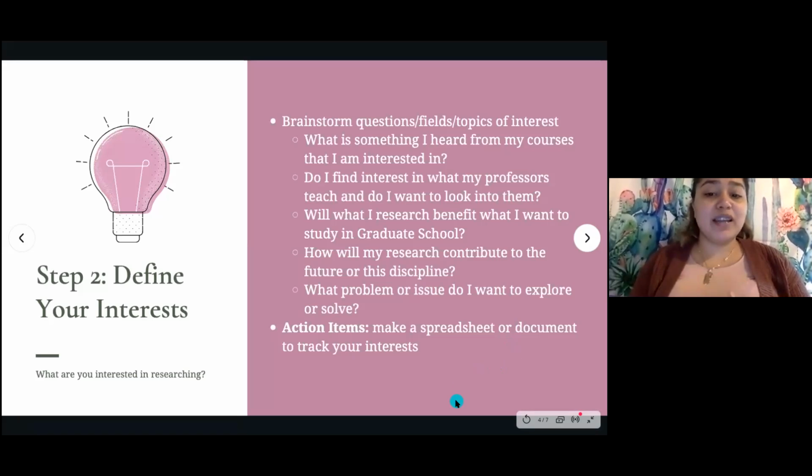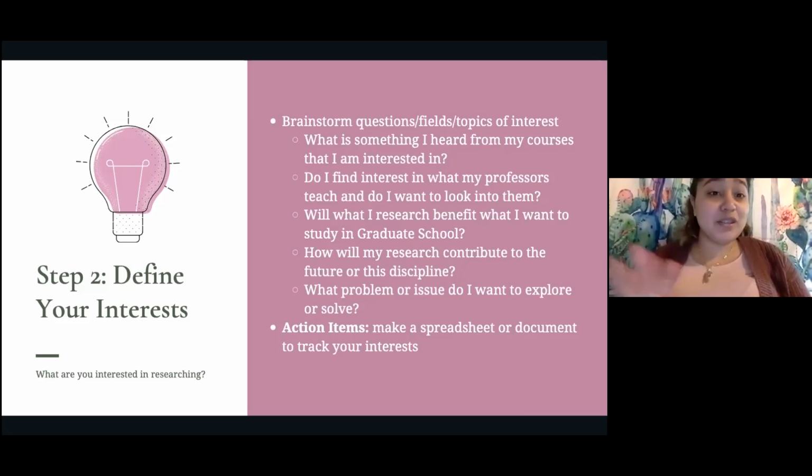And then some action items that you might want to start doing, just to get things done on paper, is creating a spreadsheet or a document where you track your interests. That way you can go back and edit, maybe you're not as interested in some as you thought you would be. So that's just something to have down.